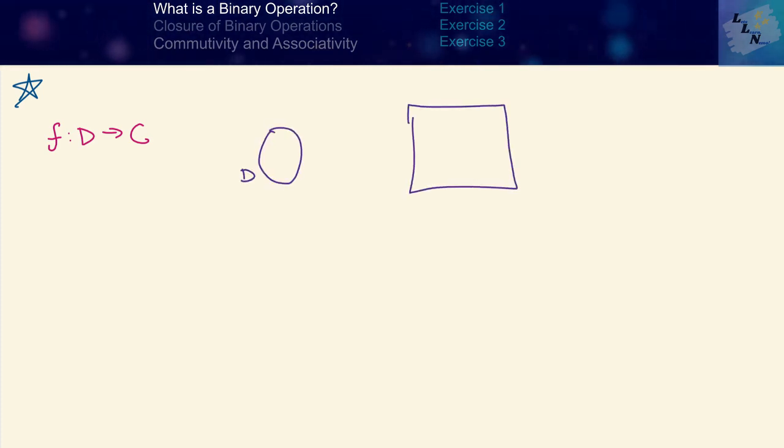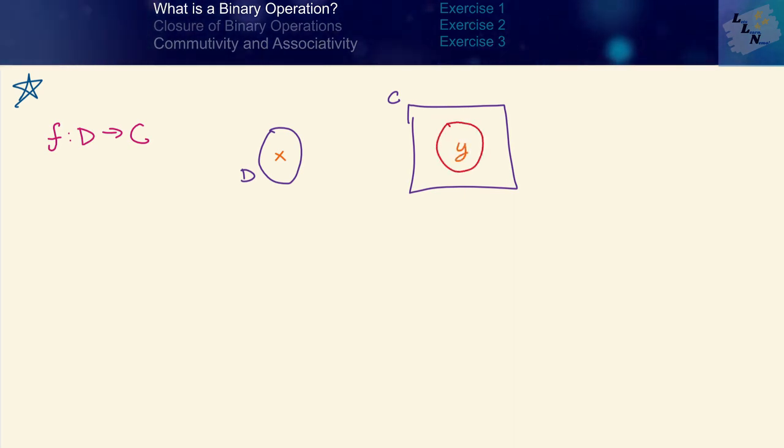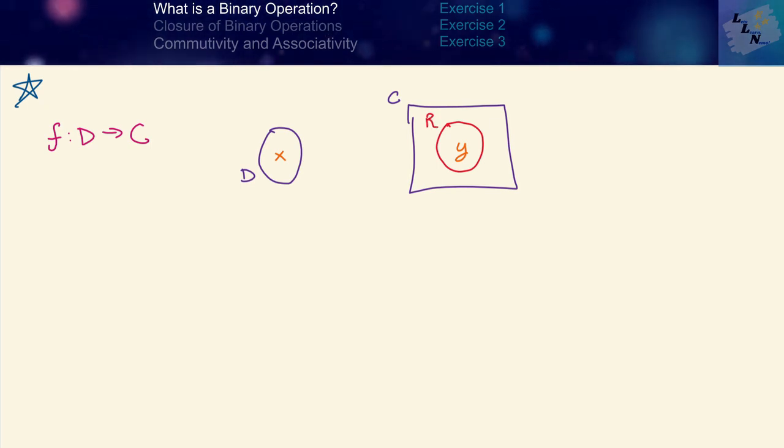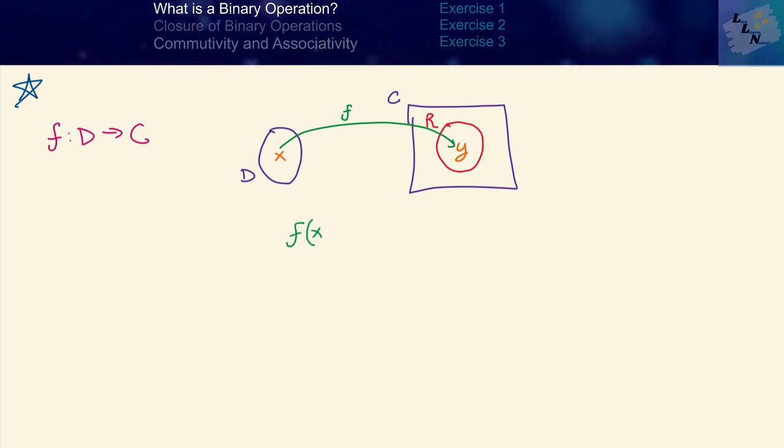So this is going to be D, and this larger set is going to be C. Let's pick an element in D, and let's call it X. And let's choose an element over here, Y. Let's also put Y in a subset of C, and I'm going to call this set R. And F is going to map X to Y, right? Sometimes we represent this in notation as f of x is equal to y.